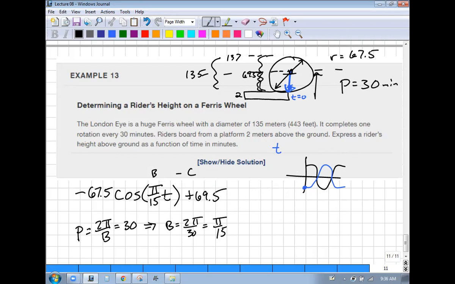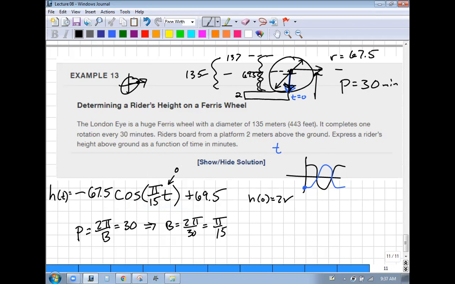So this should work. Let's do some test points. At time zero, we should be at a height. This is our height as a function of time. We should get 2 out of this thing. So let's see. If I plug in a zero for time, I'm taking cosine of zero, my unit circle. Here's zero. Cosine of zero is 1. Then 1 times that is negative 67.5, and then I add 69.5, and I get 2. So h of 0 is 2. That works out, right?